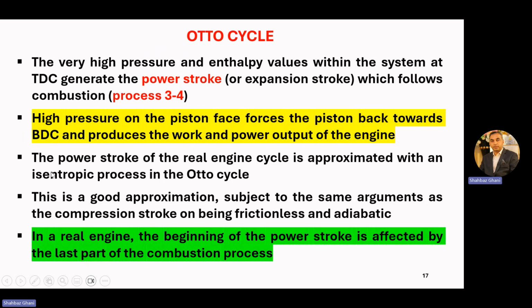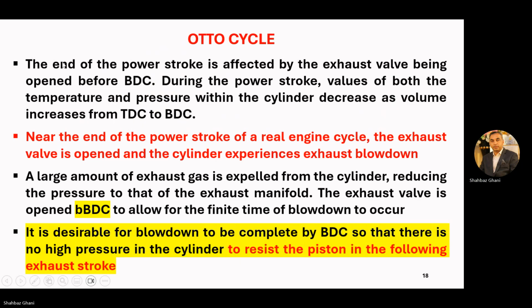High pressure on the piston face forces the piston back towards BDC and produces the work and the power output of the engine. This power stroke of a real engine cycle is approximated with an isentropic process in the Otto cycle. This is a good approximation, subject to the same argument as the compression stroke, of being frictionless and adiabatic. In a real engine, the beginning of the power stroke is affected by the last part of the combustion process, and the end of the power stroke is affected by the exhaust valve being opened before BDC. So the start of the power stroke is affected by the combustion, and the end of the power stroke is also affected by the opening of the exhaust valve before BDC.